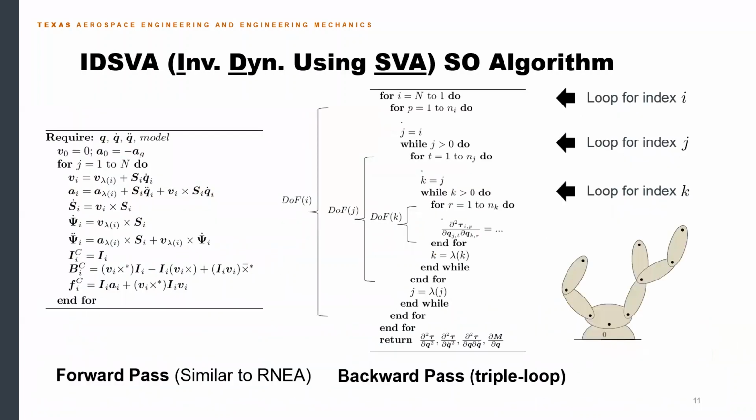The resulting algorithm consists of two passes. Here, the first one is a forward pass and is similar to that in RNEA. The second or the backward pass is a triple loop pass. In this, we loop over the indices i, j, and k from leaves to root as seen in the animation. The algorithm has a complexity of O(N D squared). Conceptually, this is similar to how the mass matrix algorithm has a complexity of O(N D) due to branch-induced sparsity.